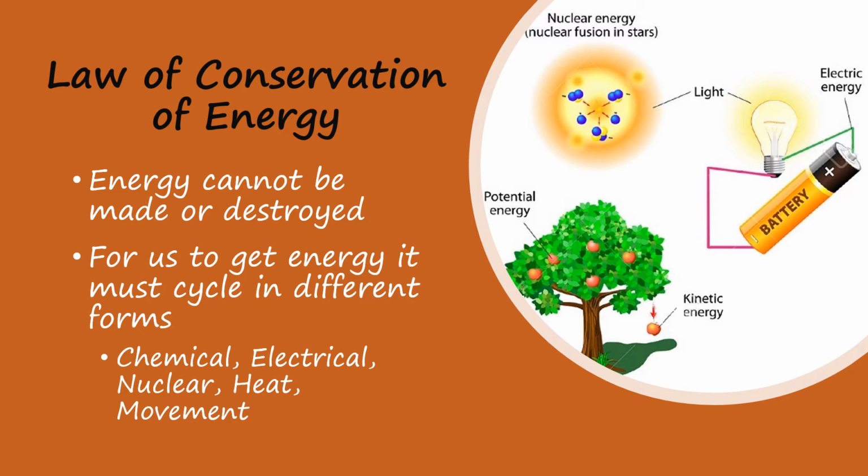So we have to start with a little bit of elementary and middle school here and go back to the law of conservation of energy. If you remember from these, energy can't be made and it can't be destroyed. It can only cycle between different forms. It can be light and heat, it can be electrical, it can be movement energy or potential movement energy, it can be chemical. All of these different forms contain energy.